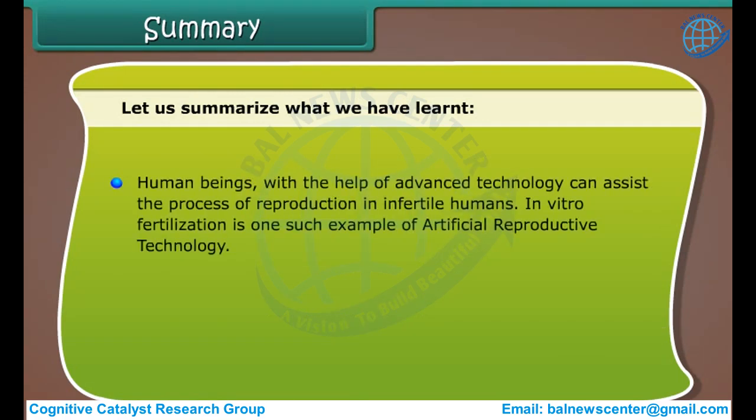Human beings, with the help of advanced technology, can assist the process of reproduction in infertile humans. In vitro fertilization is one such example of artificial reproductive technology. Cloning.